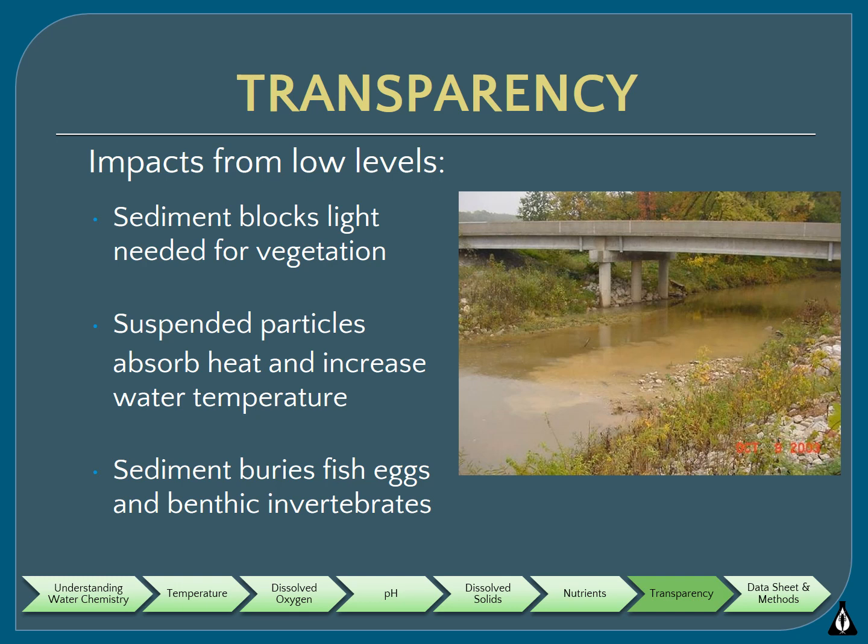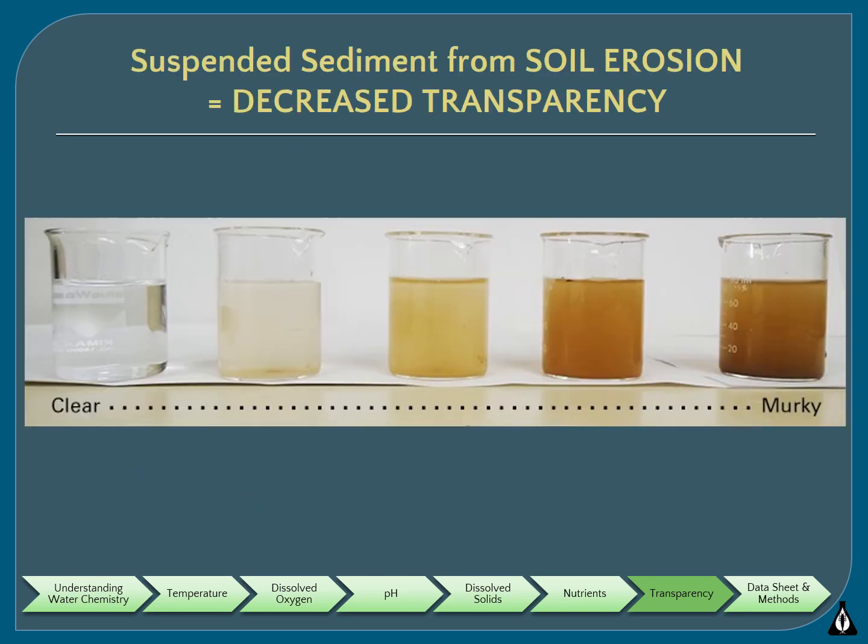So why exactly do we care about transparency? Well, let's say a body of water is very turbid or has very low transparency. That means that all the suspended sediment is going to block the light that's needed for vegetation that could potentially be growing in the stream. These suspended solids also absorb heat and increase the water temperature. That's going to affect your dissolved oxygen. Some sediment, as it settles, can also bury fish eggs as well as benthic macroinvertebrates. So these are all ways that transparency matters in the water column.